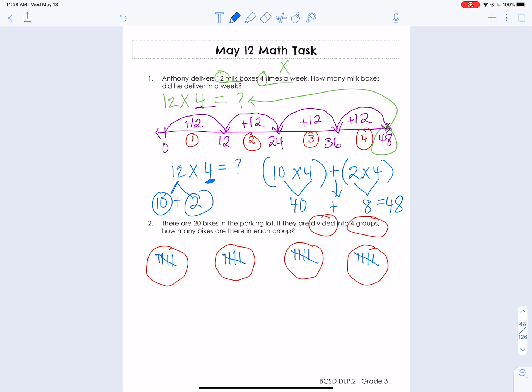Yay! I can easily see now that when I count to 20, I get 5 tally marks in each group that I just made. So, how many bikes are there in each group? There are 5 bikes in each group.